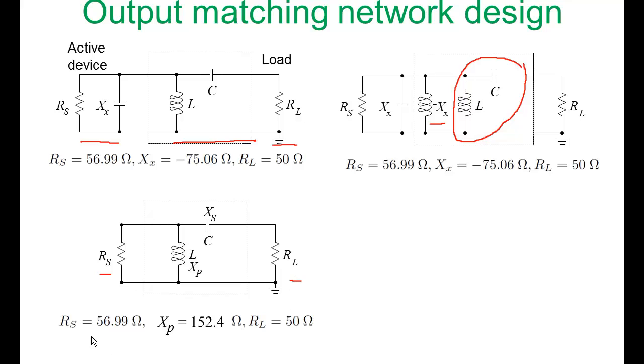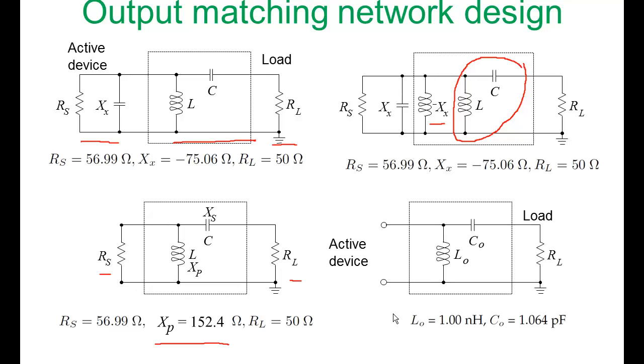We come up with RS. Well, we don't come up with RS. RS is 56.99 ohms. XP comes out as 152.4 ohms, and our capacitor comes out as some other value. We combine XP with XX, and eventually this is our final matching network design, which matches the complex impedance of the active device to our load resistance.